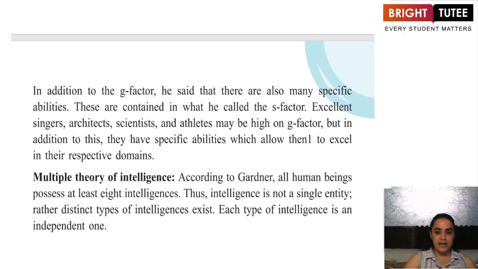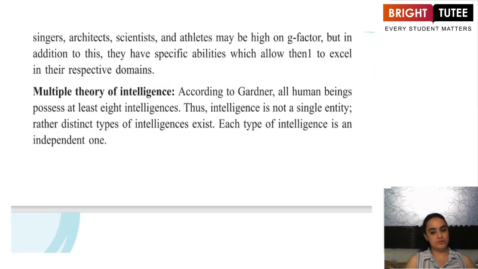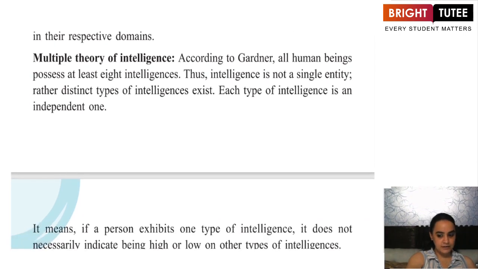Then we have again the multiple theory of intelligence, as we have talked about at length in the previous lectures. Gardner has given the multiple theory of intelligence, and he has specified the intelligence of a human being in 8 areas. And every intelligence is independent in nature, and we've discussed that already.